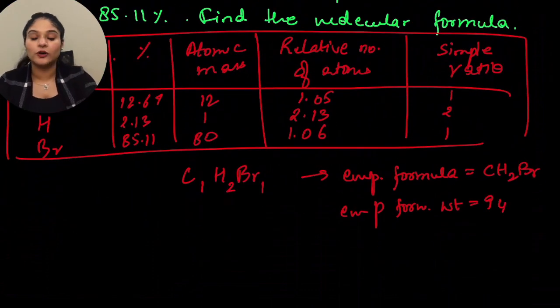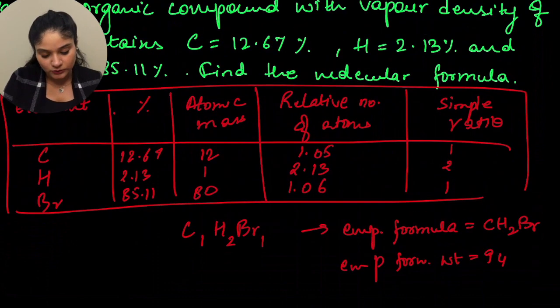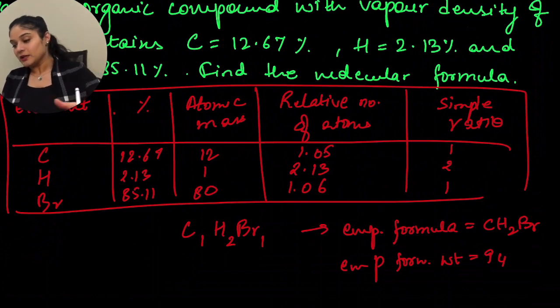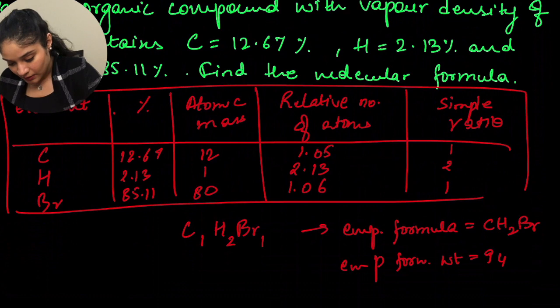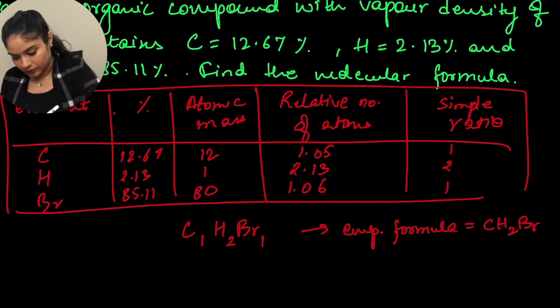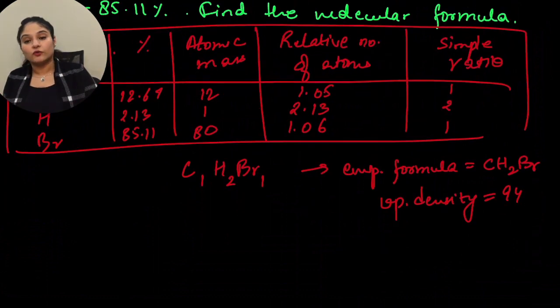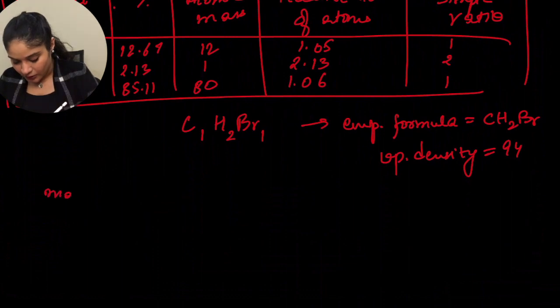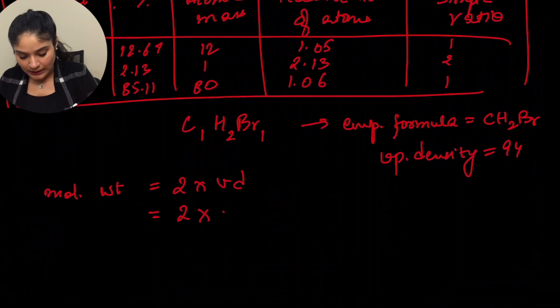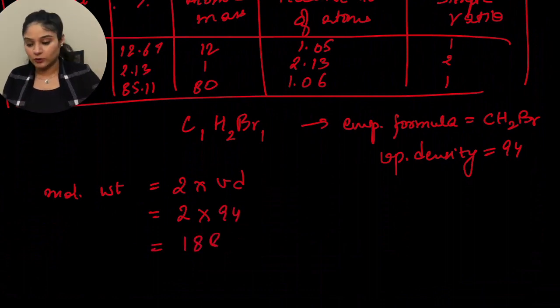So how do we move further from this? Vapor density is also given to you. The organic compound has a vapor density of 94. So vapor density is given to you as 94, not the molecular weight. So how do we find the molecular weight? Molecular weight equals 2 times the vapor density. So 2 times 94 is nothing but 188. So that is your molecular weight.